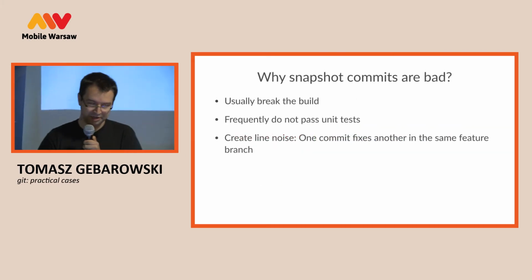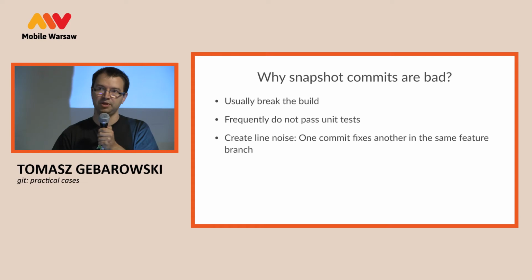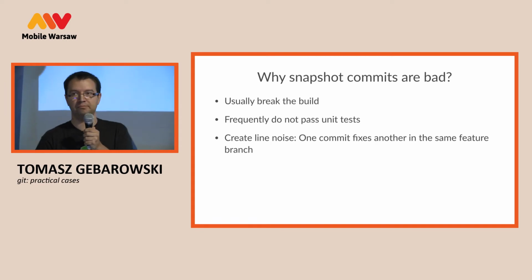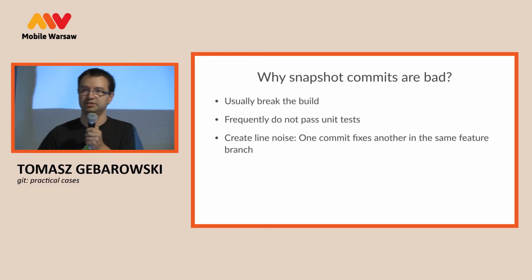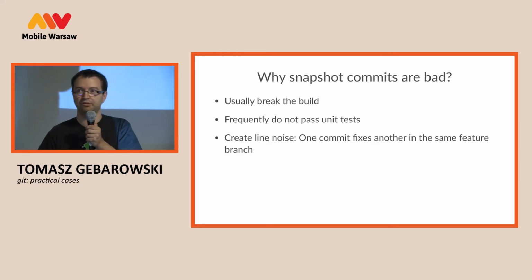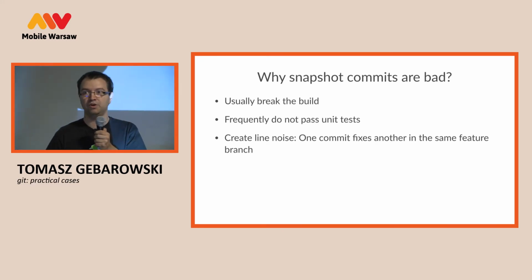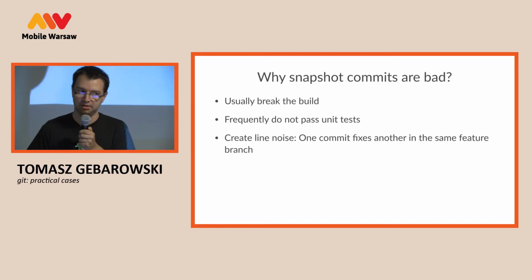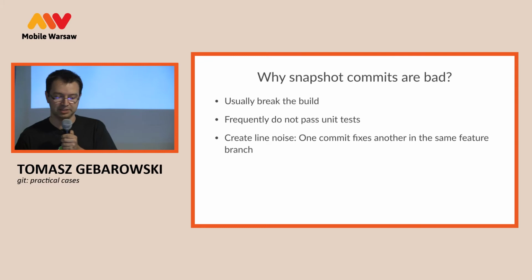And now the question is, why are snapshot commits bad? They are bad because quite frequently they break the build. When we make snapshot commits, we are not testing them, and they break the build. And when they break the build, then when, for example, git bisect stops at those commits, it is not possible to verify whether they introduced some regression or not. Frequently, they are not passing unit tests, because on individual commits we are not running unit tests. So this is also not that welcome when using, for example, git bisect.